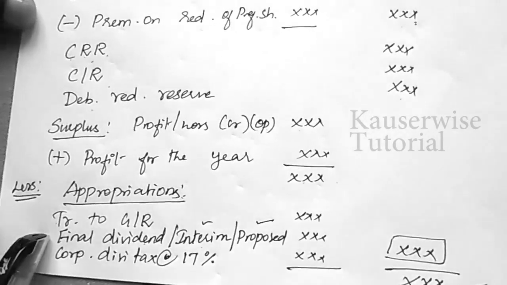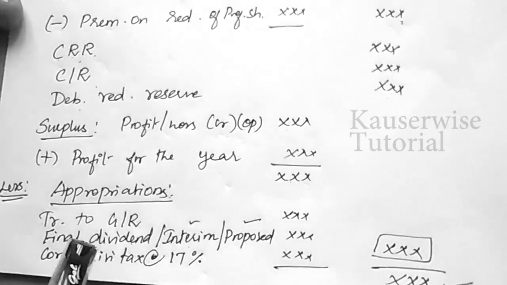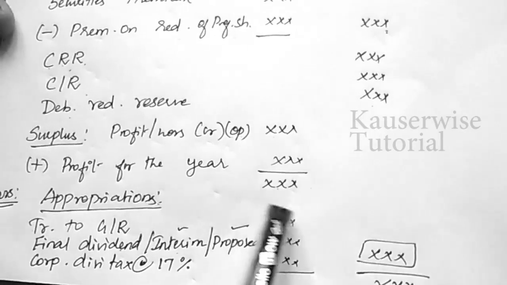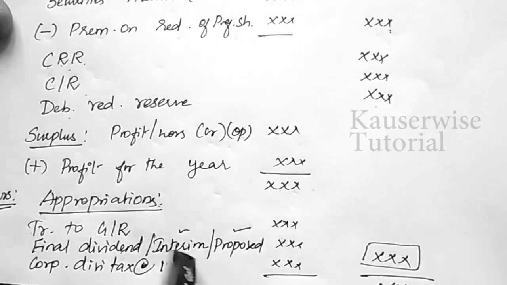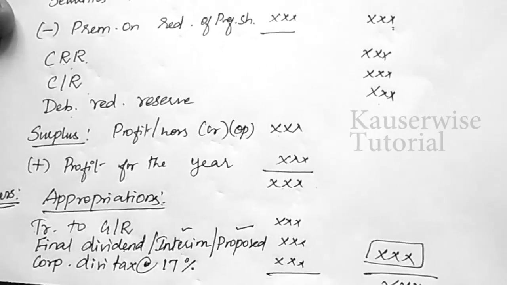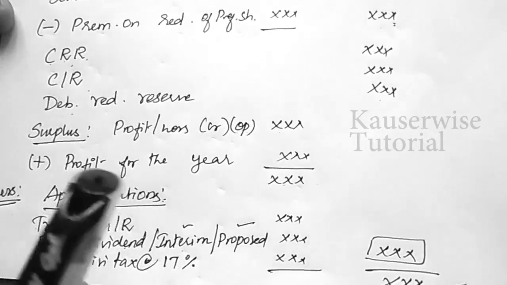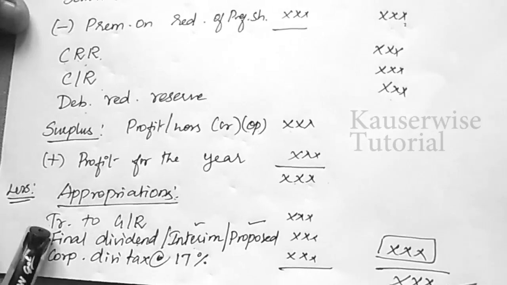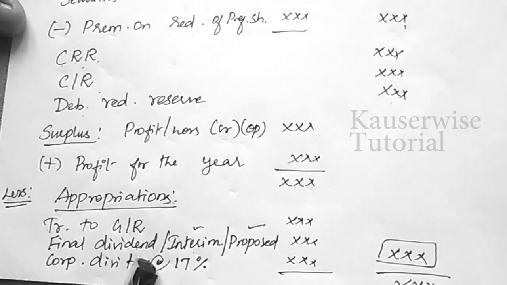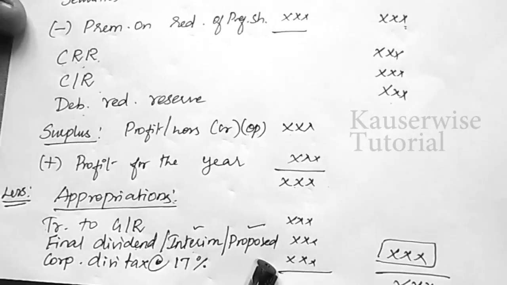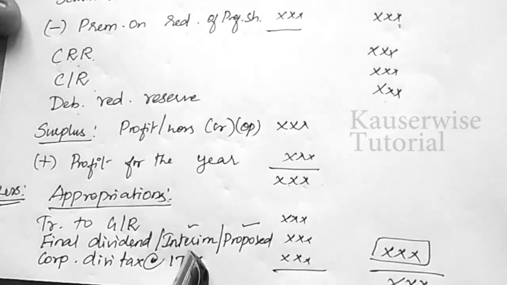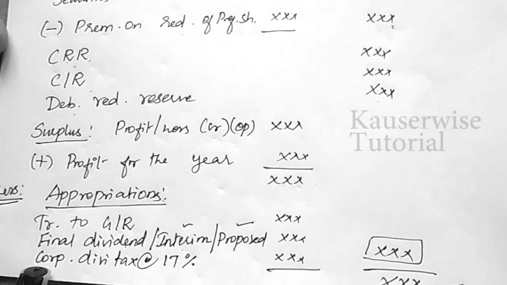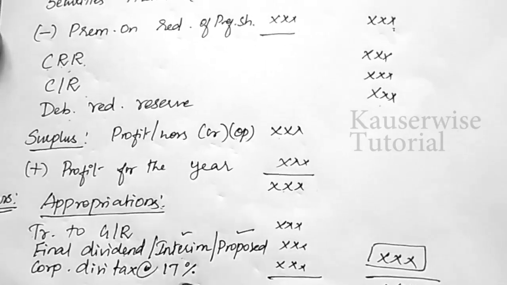The profit and loss appropriation account is maintained in order to show all the components which are taken from the net profit. So all the transfer entries will be recorded on the debit side of the profit and loss appropriation. It is the same thing here: you need to subtract all the appropriations, that is transfer to general reserve, final dividend, interim dividend, proposed dividend. For interim dividend and proposed dividend, the organization needs to charge corporate dividend tax at 17%.